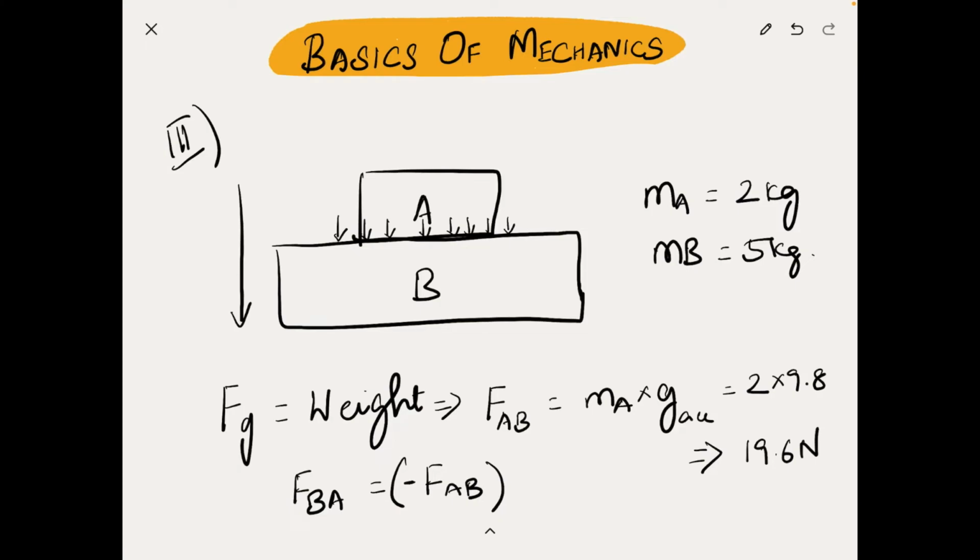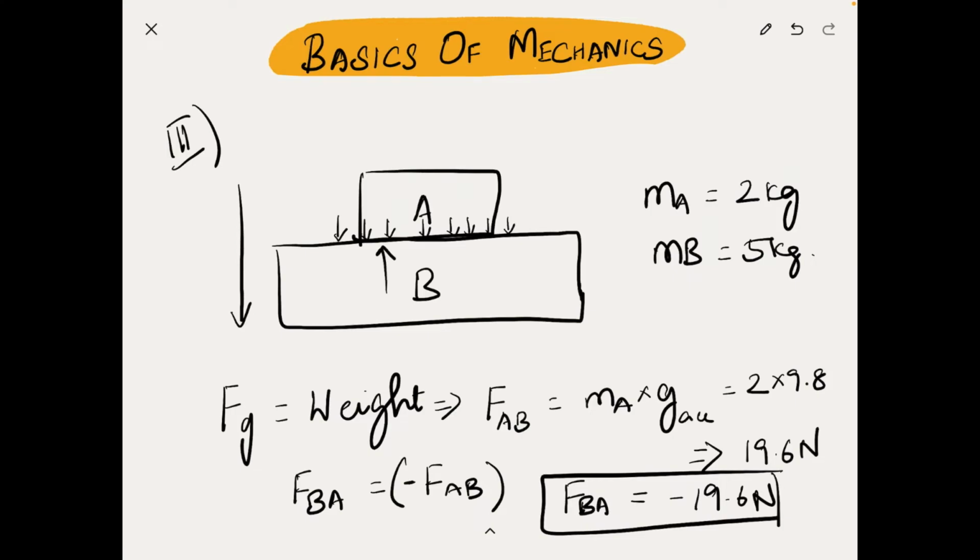So what does that mean? There will be a reaction force FBA which is equal to minus 19.6 Newton, and this negative 19.6 Newton will act back from body B to body A. So that's pretty much it.